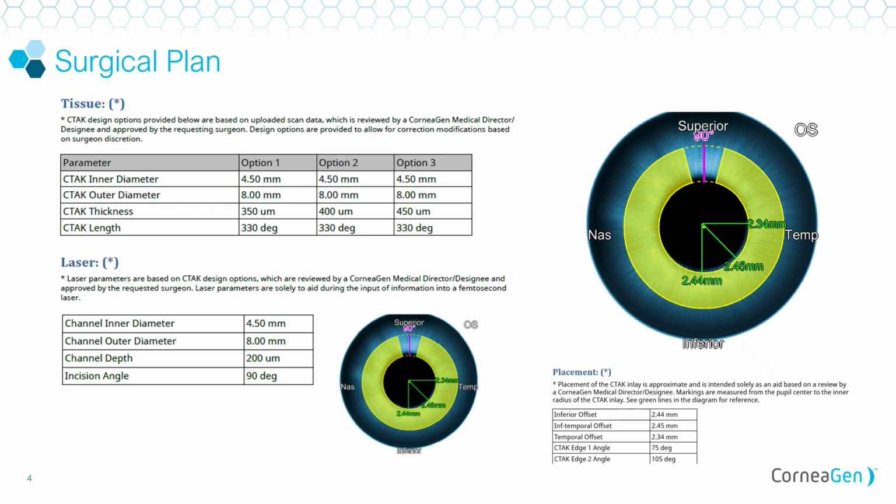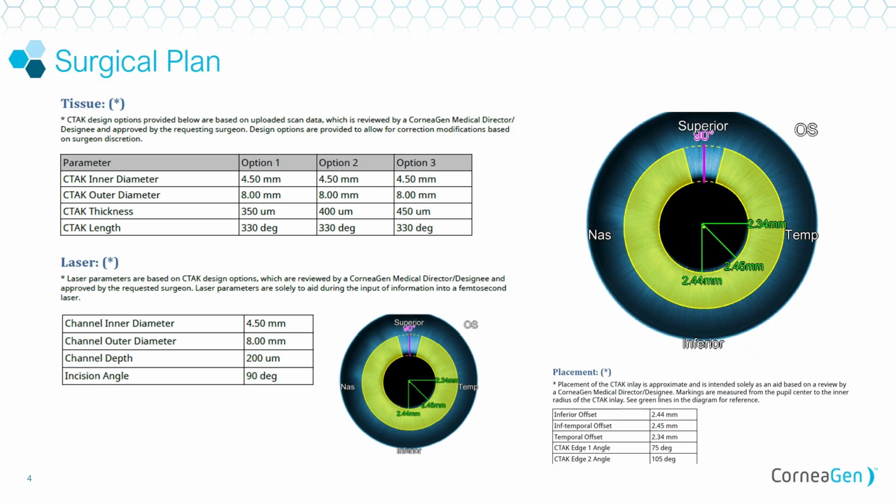What is also going to be fixed is the centration. So CTAK is centered on the cone rather than on the pupil. So we'll see that it's important to take from pupil center these margins so that you know exactly. Here it looks almost on the pupil, but if you have a cone that's a little bit more eccentric, you'll see that that CTAK inlay is actually decentered relative to the pupil, right? So that's given as well, and those are your offsets: inferior offset, inferotemporal offset, and temporal offset. That's all going to be given, and then the diameters will be given.